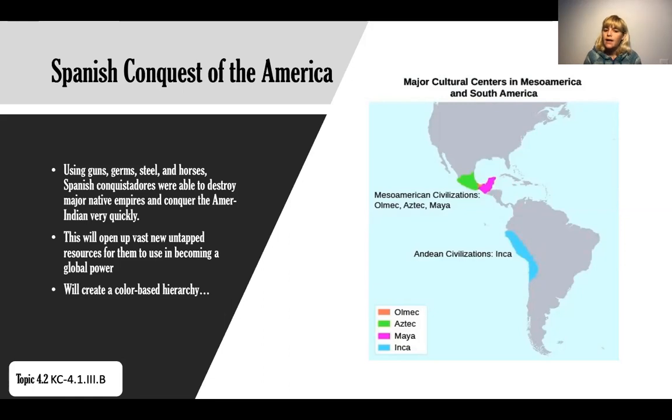And whomever they don't kill in this process, they're going to create a color-based hierarchy. We talked a lot about social hierarchies. Remember, I always did the little triangle for you. We will talk plenty about this in the coming days, but the Spanish will create a hierarchy based on the color of your skin. The Spaniards that were born in Spain will be at the top, and then there will be the native indigenous groups on the bottom. We'll talk more about that shortly.